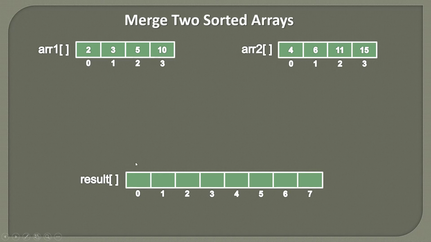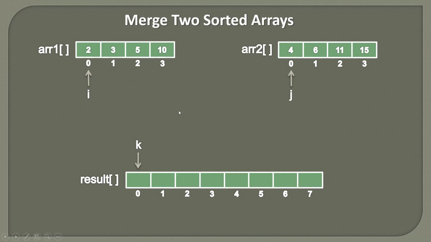So the 3 pointers we create are i, which will point to the 0th index of array 1, j, which will point to the 0th index of array 2, and k, which will point to the 0th index of the result array. So here as both the arrays are sorted, we simply compare the element stored at the ith index of array 1 with the element stored at the jth index of array 2, and whichever of them is smaller, we simply put it into the kth index of the result array.